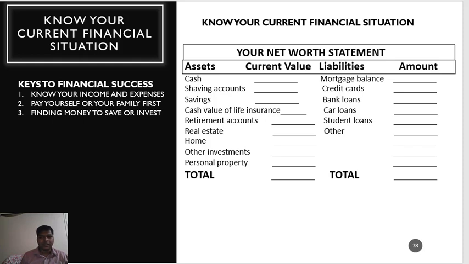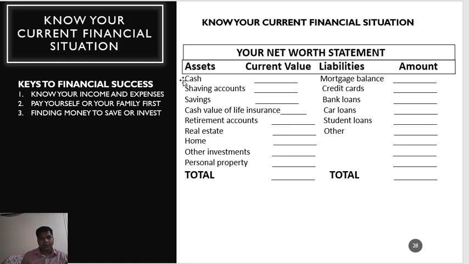You can never take a journey without knowing where you are starting from, and a journey to financial security is no different. You will need to figure out on paper your current situation, what you own and what you owe. You will be creating a net worth statement. On one side of the page, list what you own. These are your assets. And on the other side, list what you owe other people, your liabilities.